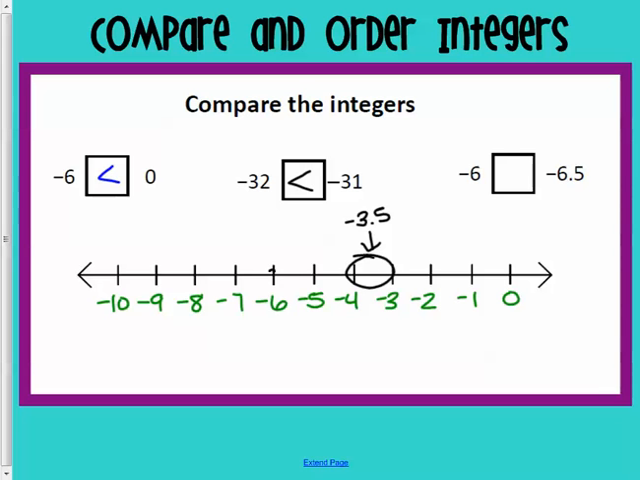So we've got -6 right here. Where's -6.5? Right in the middle. And I'm going to actually mark this one because I want to be able to prove that -6 is greater because it's further to the right on the number line. Again, would you rather be $6 in debt or $6.50 in debt? I'd rather be $6 in debt.